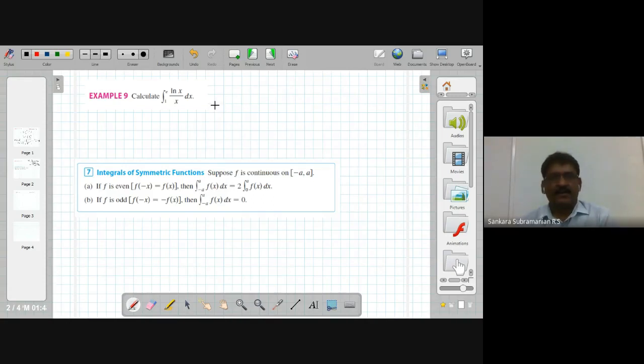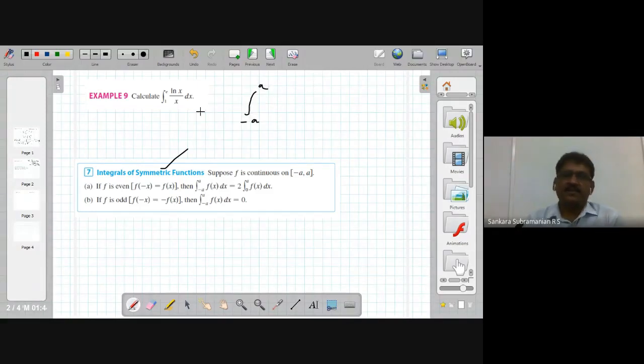Okay, let us go for the other techniques. We can use the symmetry of a function to go ahead with the evaluation of the integral. In particular cases, for example, if the integral is from minus a to plus a.